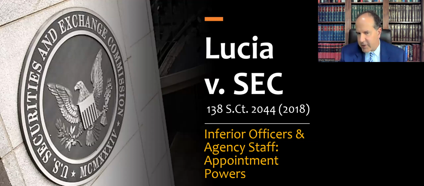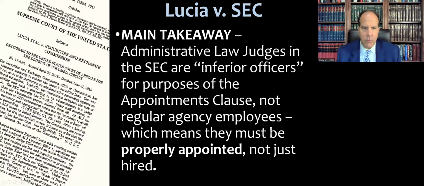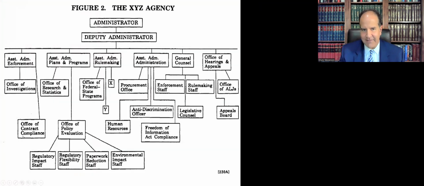So this isn't about principal officers versus inferior officers. It's about inferior officers versus agency staff. Our main takeaway in this case is the administrative law judges in the SEC are inferior officers, according to the Supreme Court, for purposes of the Appointments Clause in the Constitution. And that means that they're not just regular employees, and that in turn means that they must be properly appointed, not just hired like other agency staff.